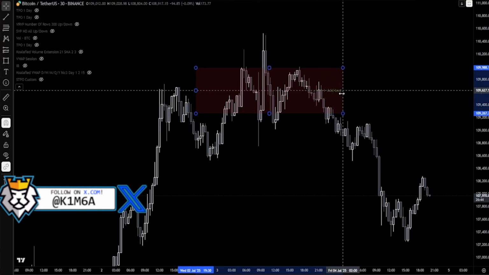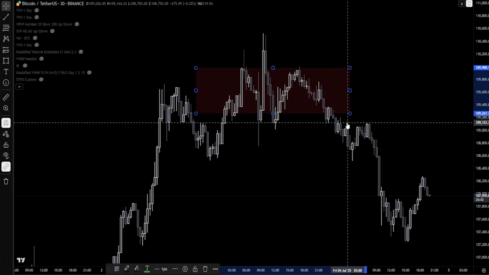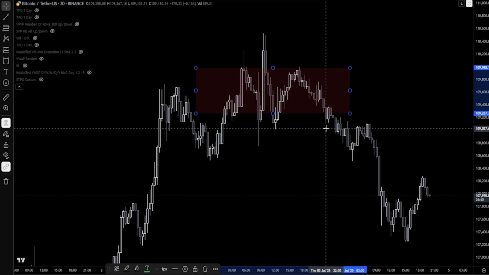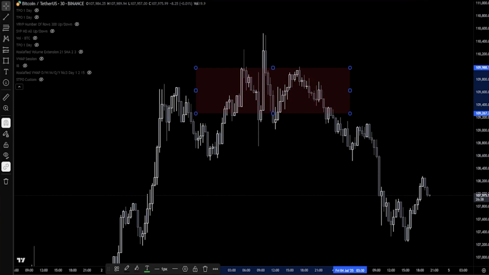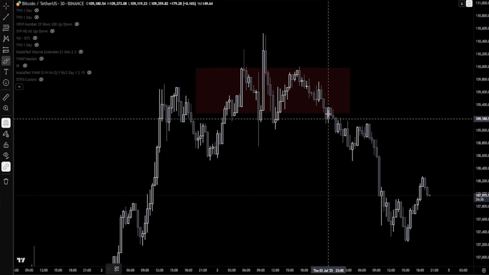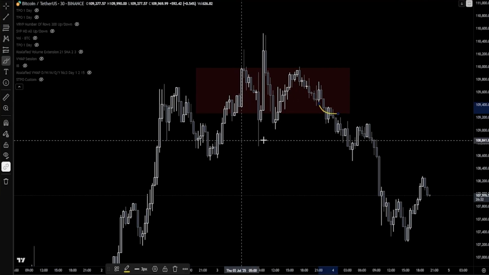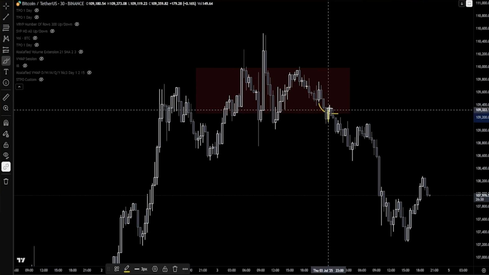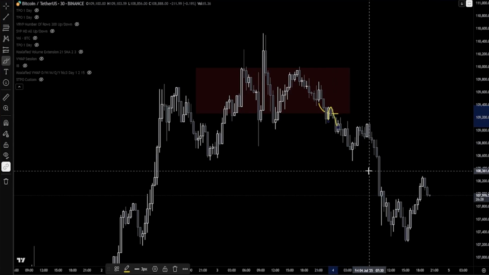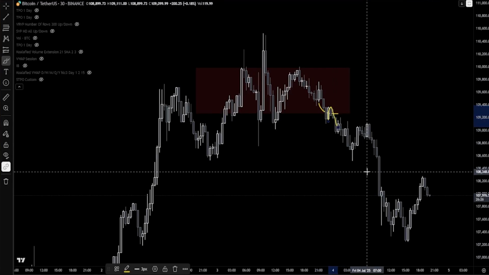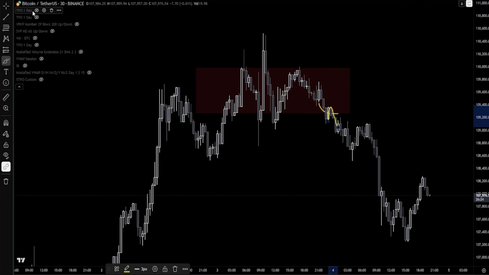So what happens when we begin to break below one of those areas? It's kind of just another way to look at support and resistance. Like here, we started to close outside and failed to break back into it. So no acceptance. It's really just another way to look at price action.